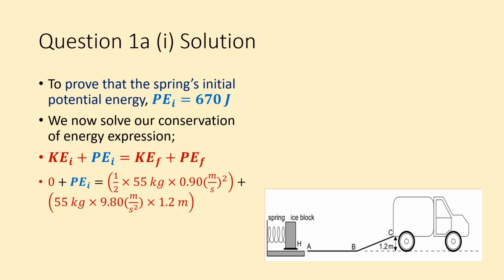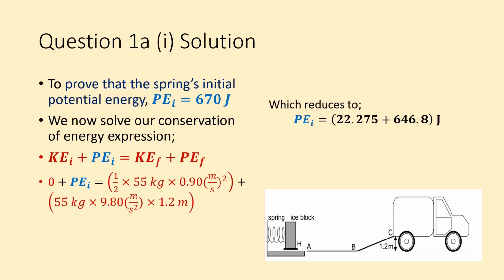We can now substitute the values that we have been given into the formulas for kinetic and potential energy. Kinetic energy is usually given as half mass times velocity squared. The mass of our block is 55 kilograms, and the speed of the block at point C is 0.90 meters per second, not 0.0.9 meters per second squared. That's a typo. And then our block's potential energy is going to be given by its height above the ground, which is 1.2 meters. So it's mass times gravity times height.